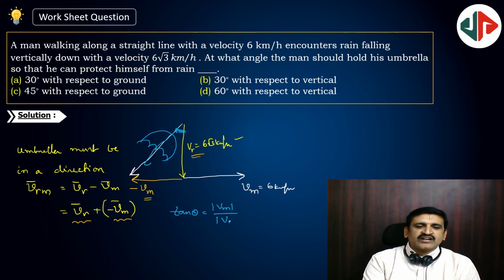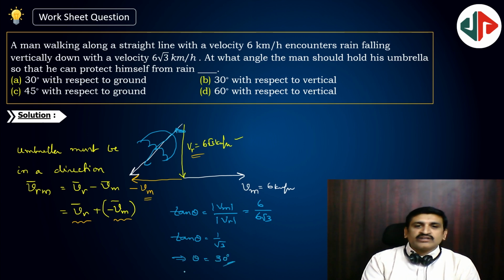So that is VR I'm going to take. It will be VM, 6 by 6√3. So 6 will go, 1 by √3. Tan theta is equal to 1 by √3, which implies theta is equal to 30 degrees. 30 degrees with the vertical.